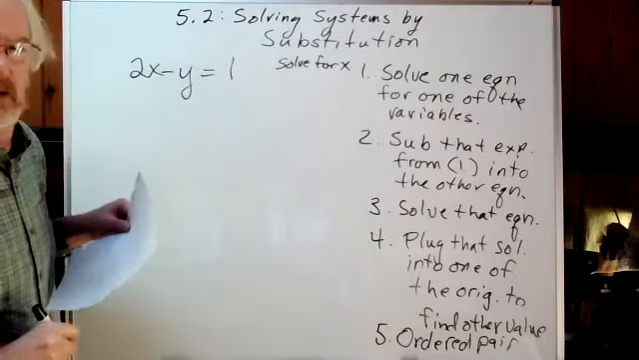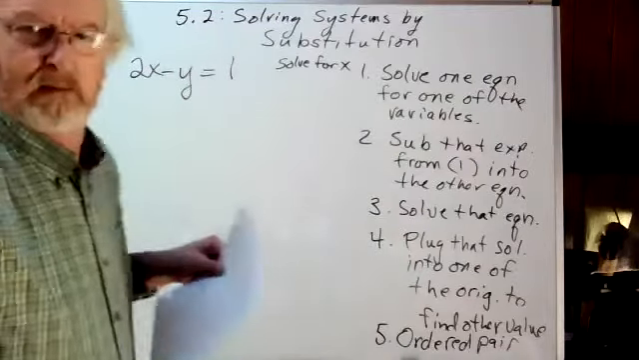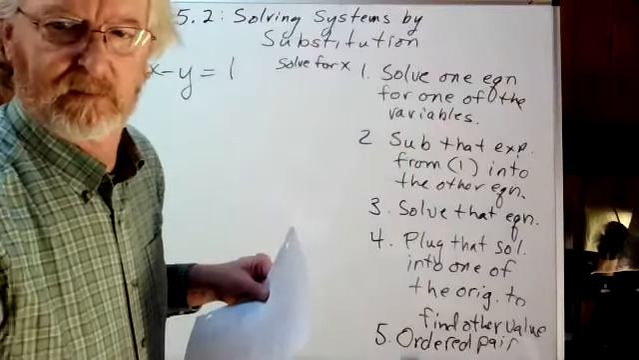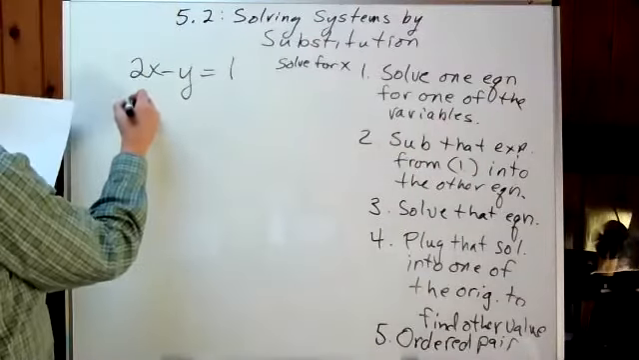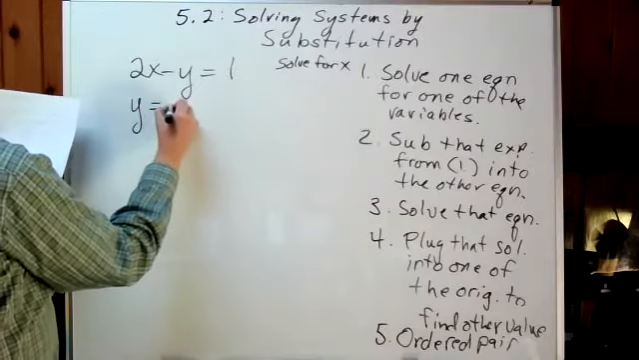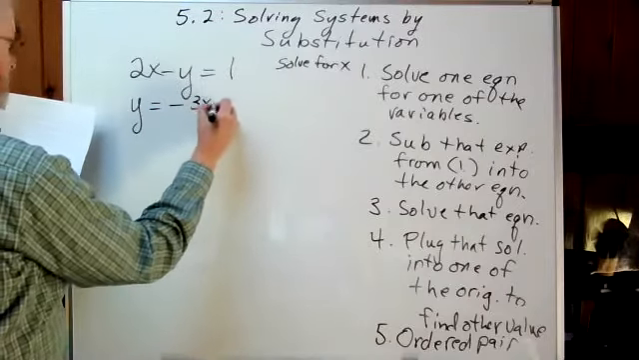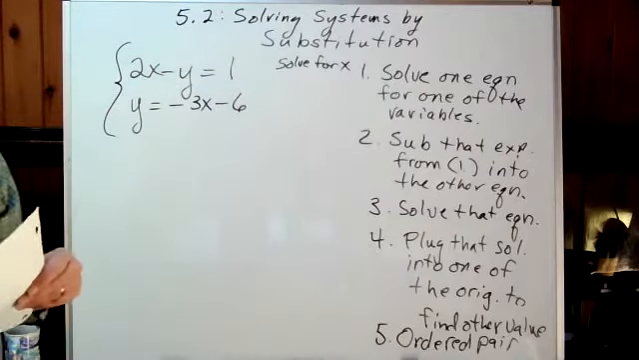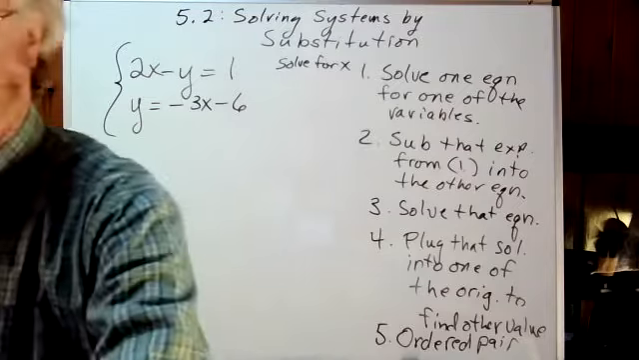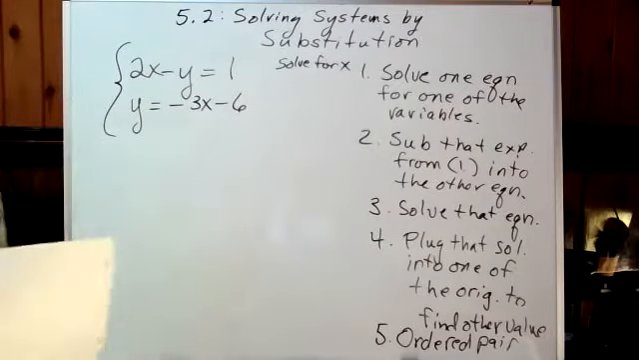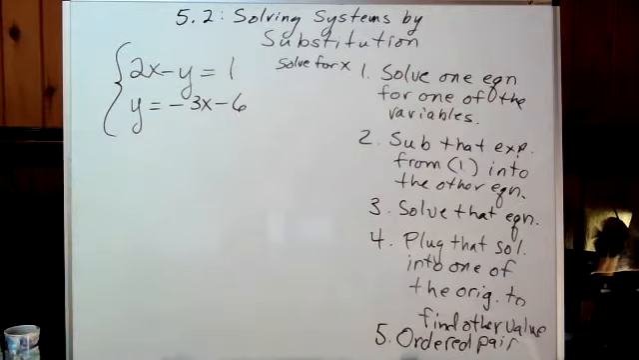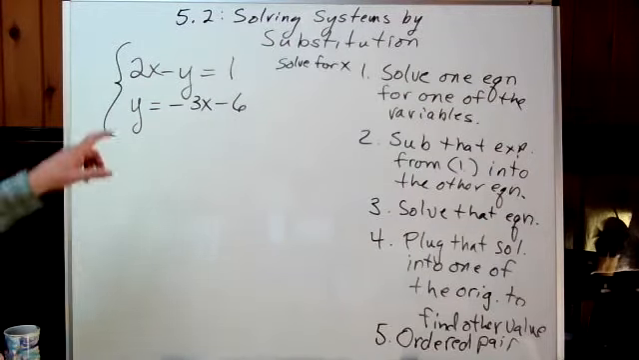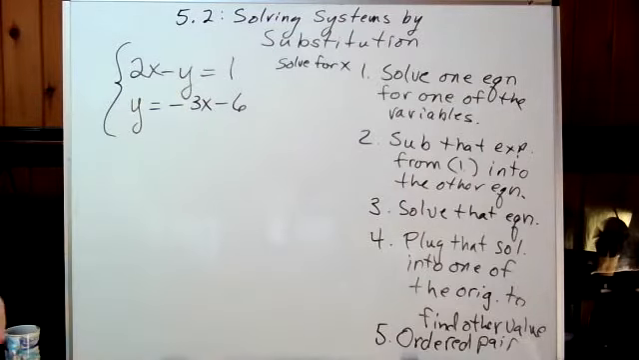2x minus y equals 1, and y equals negative 3x minus 6. That's kind of like the very first one I did. This one's already solved for y. Why don't you give that a try? Try this one on your own. I'm going to put all of this into there instead of y. Watch out for that negative sign. You do need parentheses.